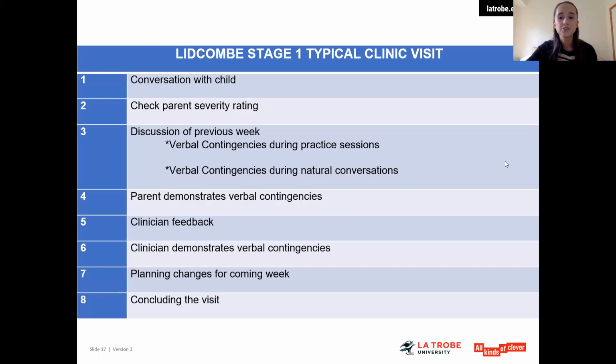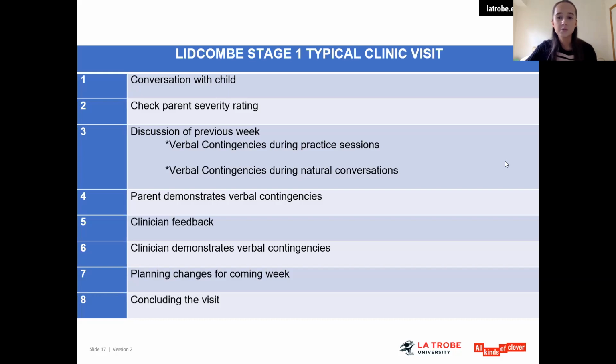So first, the clinician will have a natural conversation with the child and the parent or caregiver. During this time, the parent or caregiver and the clinician will rate the severity of the child's stutter using the Lidcombe severity rating scale, which I will show you on the next few slides. Next, the clinician will check the parent's severity rating to ensure that both ratings coincide. If the provided severity ratings differ, the clinician will use a severity ratings guide to come to an agreement with the parent. The clinician and the parent will then have a discussion about the previous week of therapy.